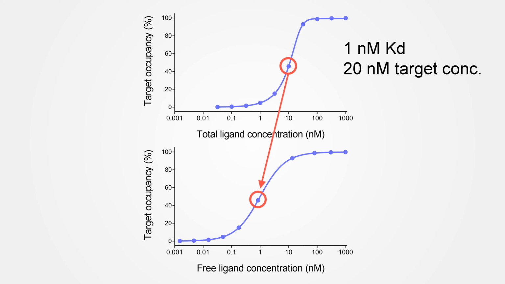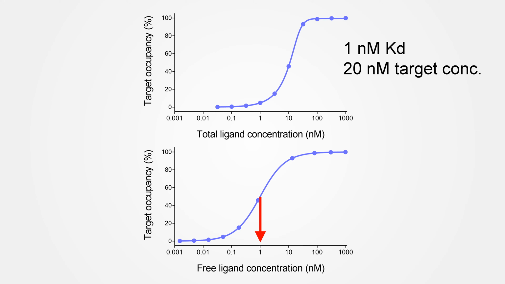You can see the resulting curve on the bottom is shifted to the left relative to the curve on the top. The measured Kd from the curve fit is 1 nanomolar, which is the actual Kd of the ligand. Things are working as we expect in the bottom graph because we are using the right value on the x-axis, the free concentration of ligand.